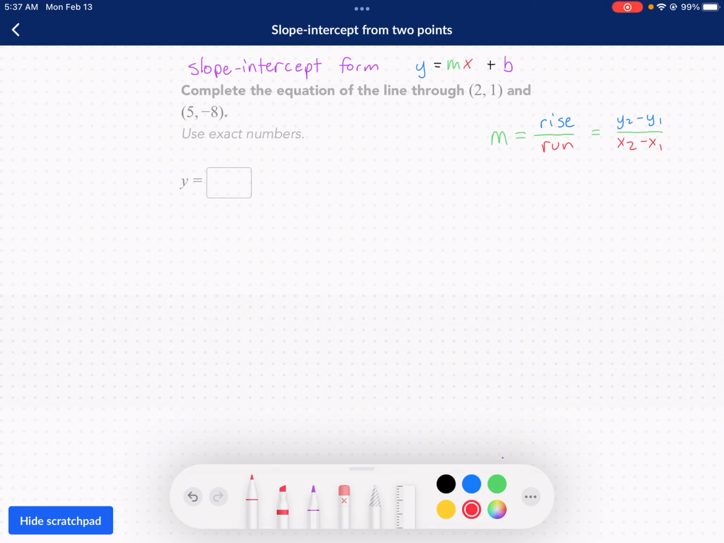Hi, this is Mr. West, and today we're doing a Khan Academy tutorial called slope-intercept from 2 points. So this is an exercise talking about slope-intercept form. Let's go ahead and get started.